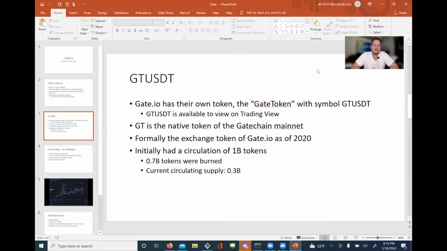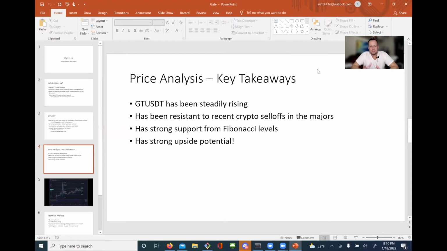GT is the native token of the Gate chain mainnet. It is formally the exchange token of Gate.io as of 2020. Initially had a circulation of about 1 billion tokens, but 0.7 billion of those were burned, and the current circulating supply is about 0.3 billion. Now, let's get to some technicals.